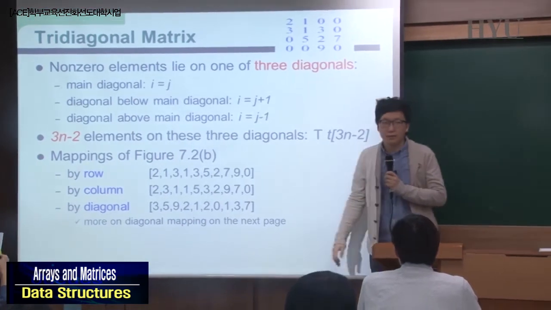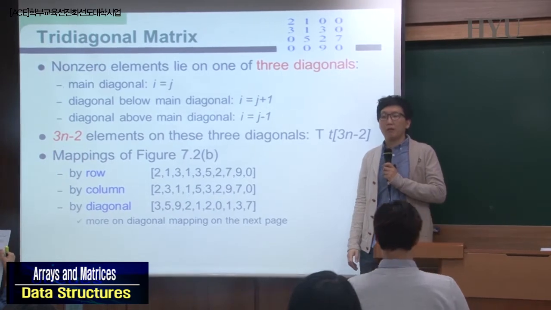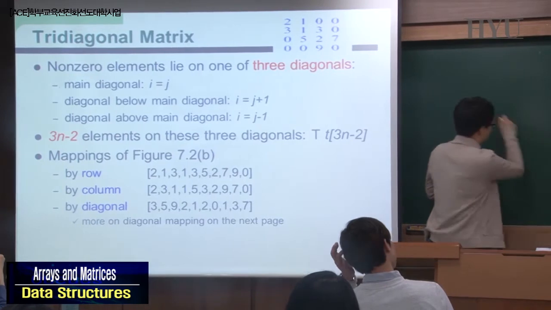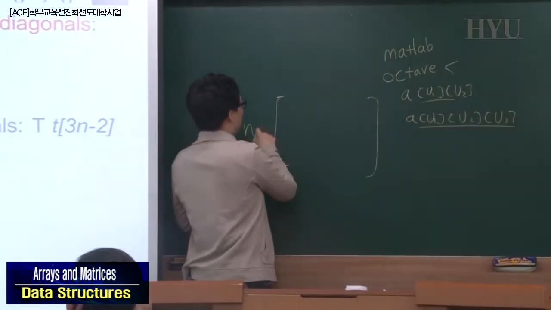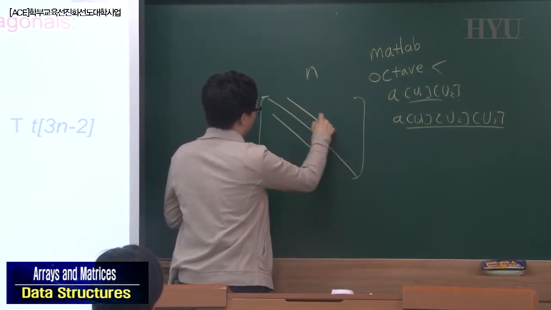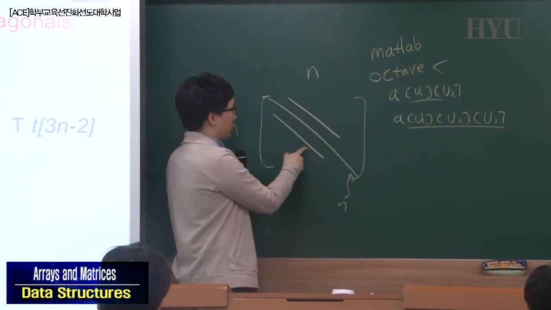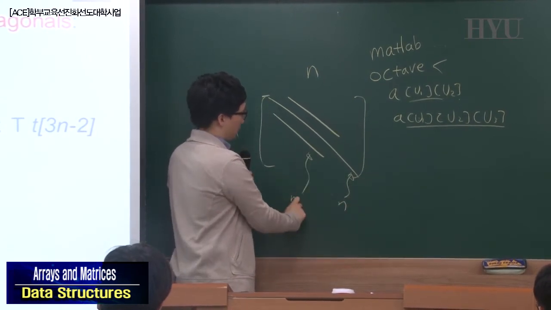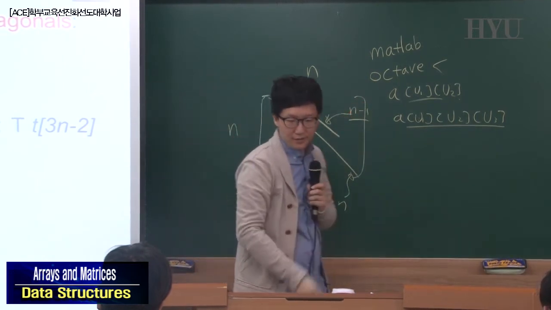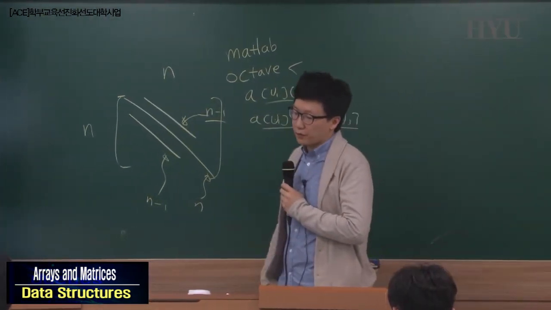Without even looking at this, what's the total number of elements that I need to store? We're discussing a square matrix, n by n, so I need to store n. This one is, well, you do the math. 3n minus 2. You just add them all. That's how much space I require for this.